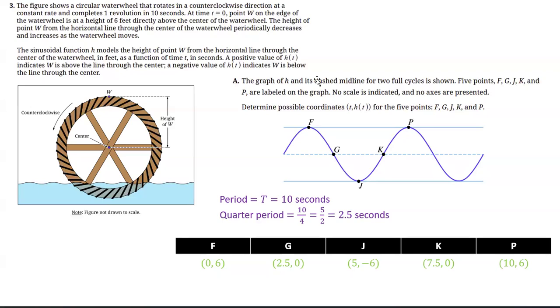Part A, the graph of h and its dashed midline for 2 full cycles is shown. 5 points F, G, J, K, P are labeled on the graph. No scales indicated, no axes are presented. Determine possible coordinates for the 5 points, okay?